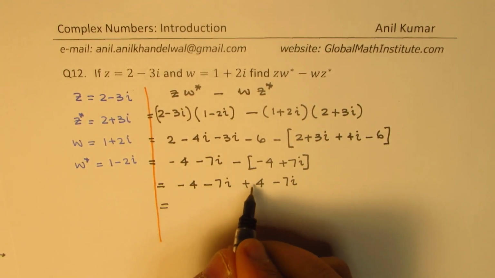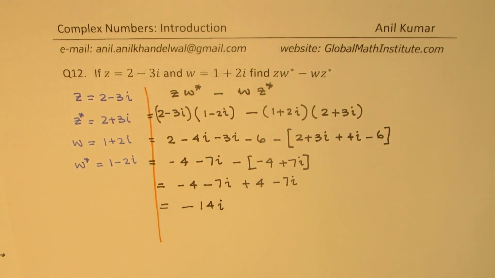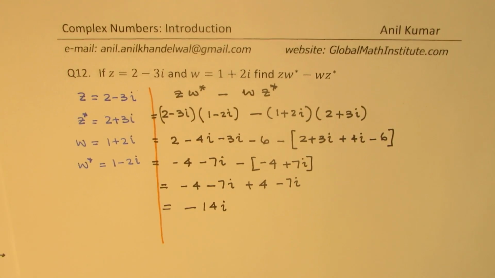And minus 4 plus 4 is 0, and we get minus 14i as our result. Is that clear to you? So that is the result of the given expression.